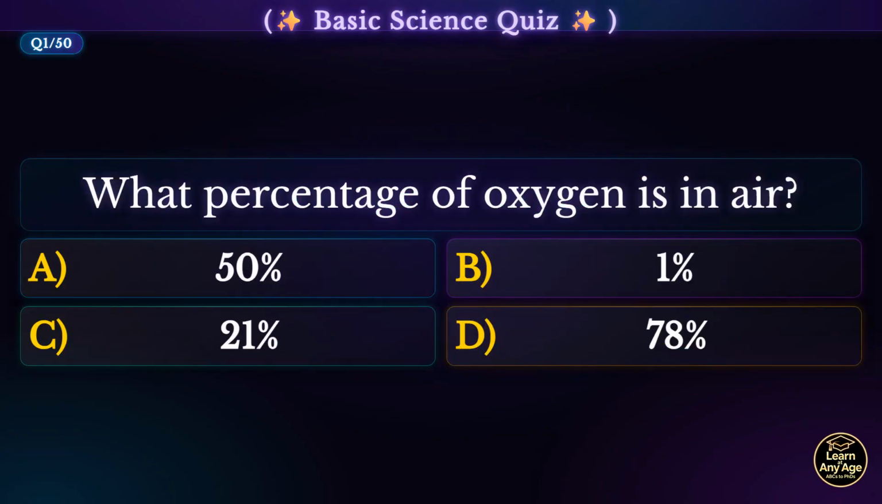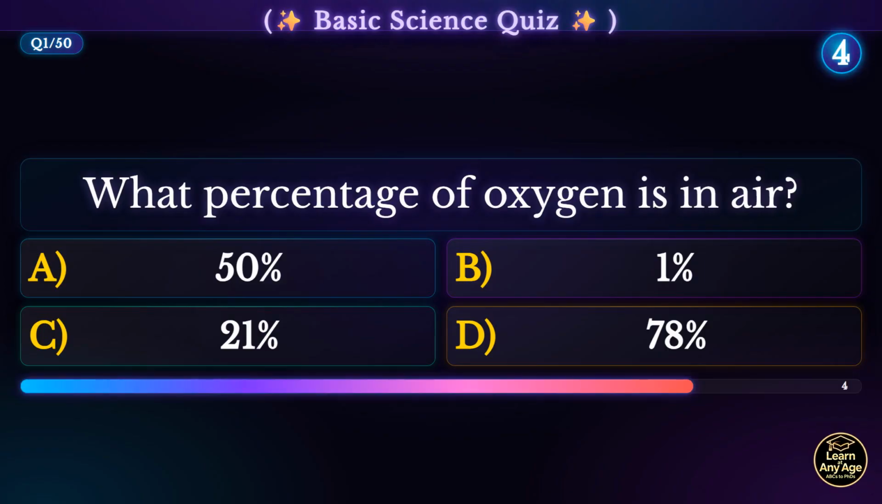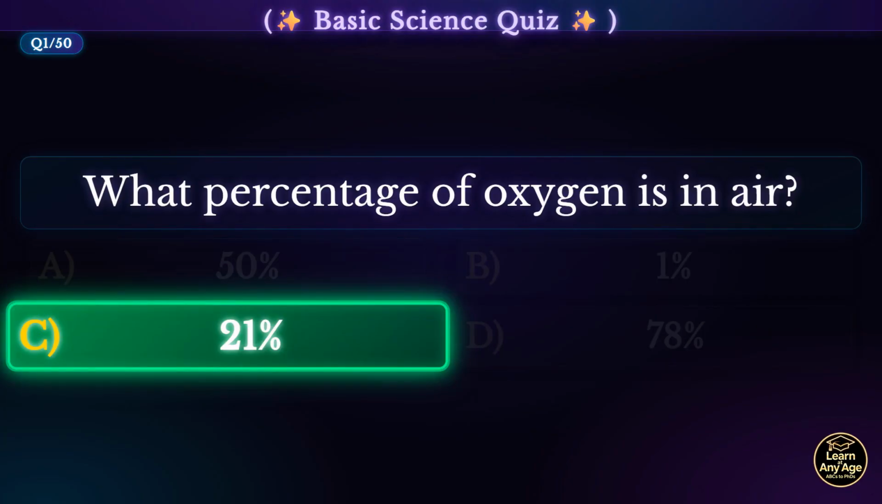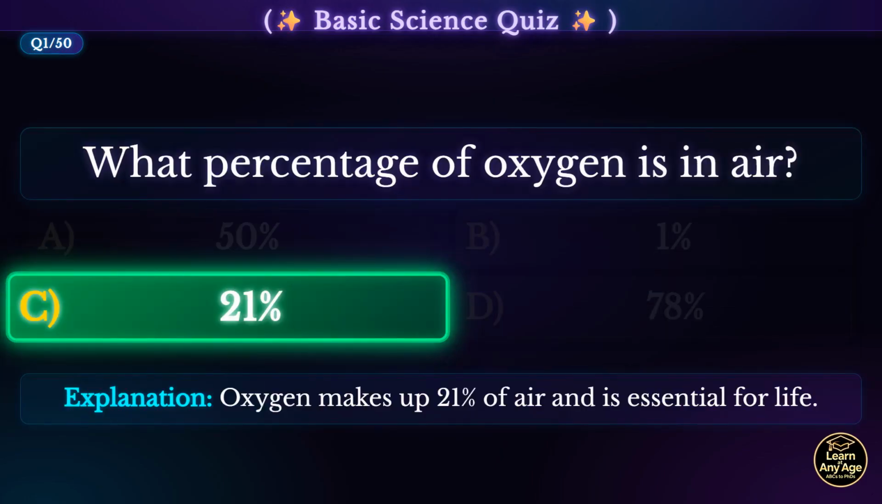What percentage of oxygen is in air? 50%, 1%, 21%, 78%. 21%. Oxygen makes up 21% of air and is essential for life.